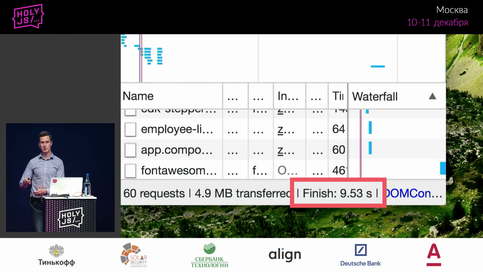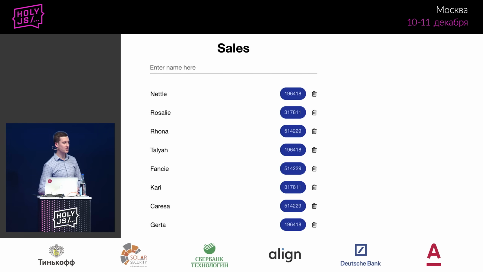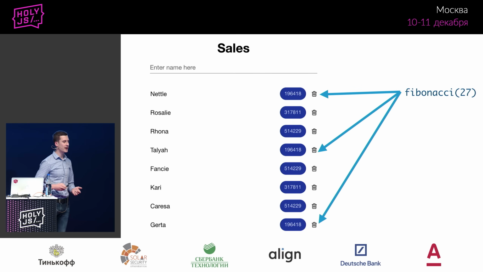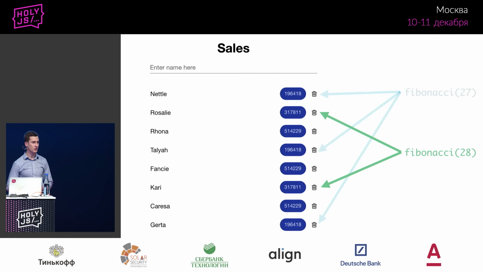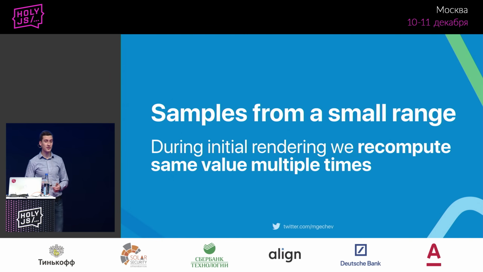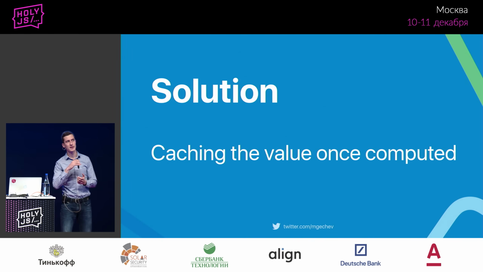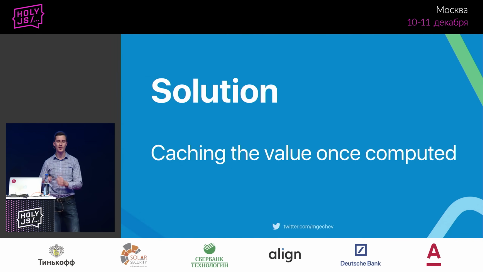In order to fix this, or at least to improve it, we need to take a look at our data. In this case, we can see that our data has duplicated values. So we have Fibonacci of 27, 28, and 29. Although we apply some kind of caching with pure pipes, we are recomputing the same values all over again. And fortunately, we have samples from a very small range. A solution is just to apply some global caching, because the pure pipes are cached in a very local cache, only specific for this place, for this expression where the pure pipe actually is.